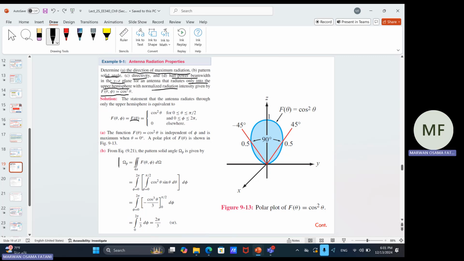Again, we derived this formula before. So what we can do is substitute our F theta phi into the equation, which is cosine squared theta. Then we adjust our integral based on the constraint that we found before of only the upper hemisphere. So these are our constraints. Adjust our integral.